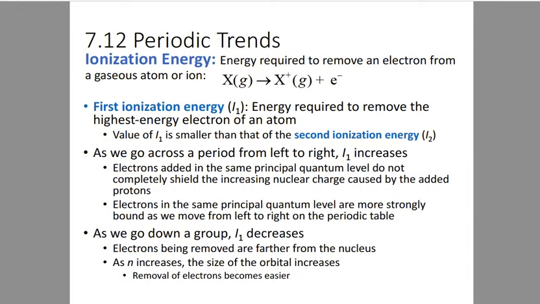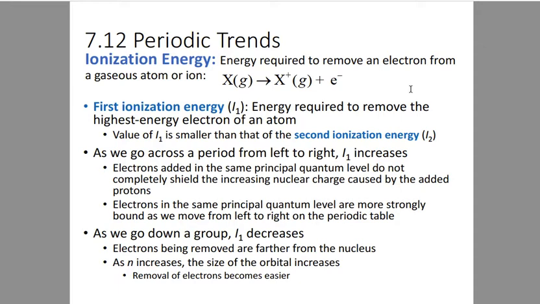The first periodic trend that we're going to discuss is ionization energy. This is the energy required to remove an electron from the gaseous state of an ion or an atom. Basically we can have multiple ionization energies because there are multiple electrons in most atoms. So the first ionization energy would be the energy required to remove the highest energy electron from the atom, the one that's the furthest out. We're not going to pick the electron that's closest to the nucleus because that one's going to be very hard to take out. So we're going to take the ones that are on the outside first, the valence shell electrons, right? The ones that are on the outside.